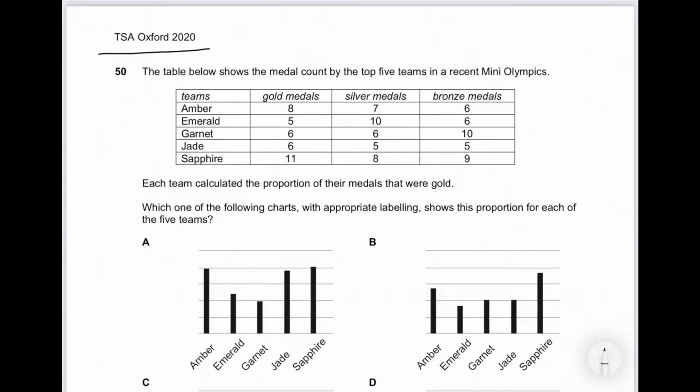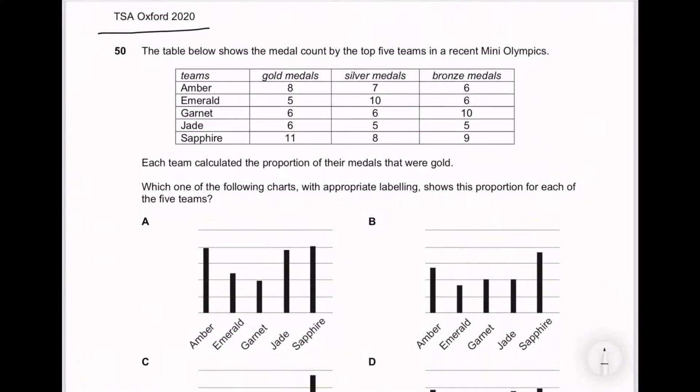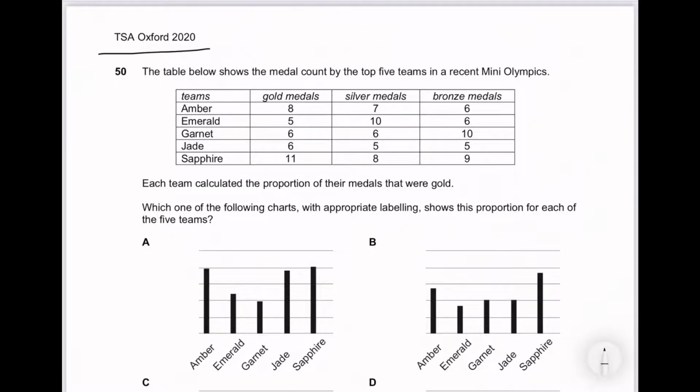TSA Oxford 2020, question 50, last question. The table below shows the medal count by the top 5 teams in a recent mini Olympics. Each team calculated the proportion of their medals that were gold. Which of the following charts shows this proportion for each of the 5 teams?